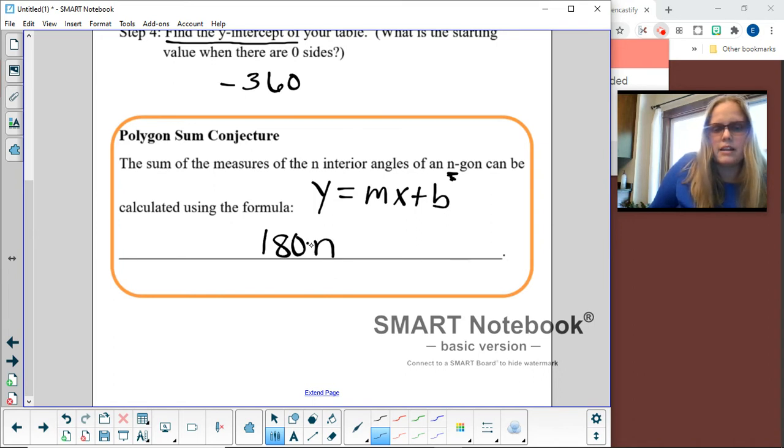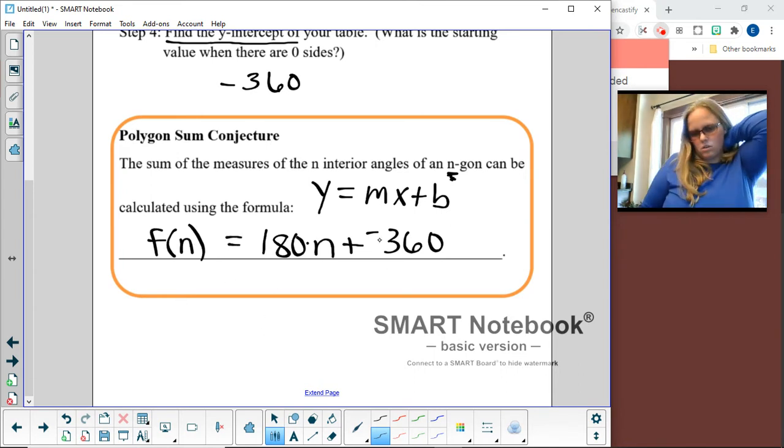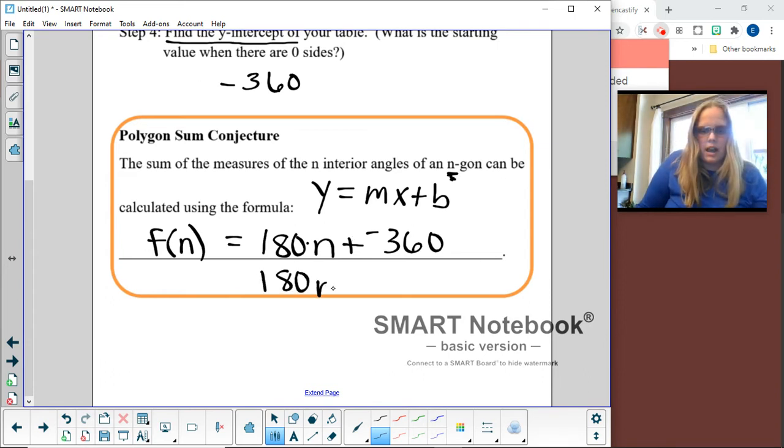And you can always add in that multiply in between. And then we're going to be adding on the y-intercept, which is a negative 360. So this is the function of our polygon sum conjecture dependent on the number of sides. Now, you don't have to write plus negative. We could also write it as 180n minus 360. That would also work.